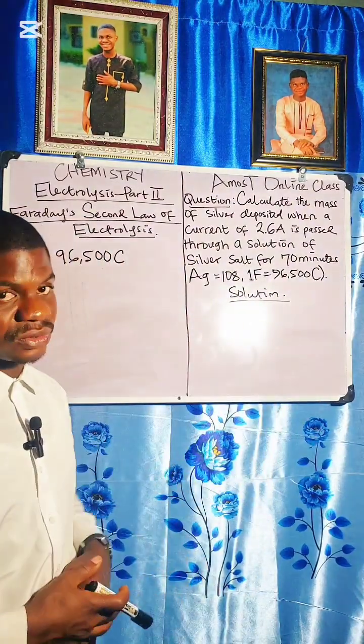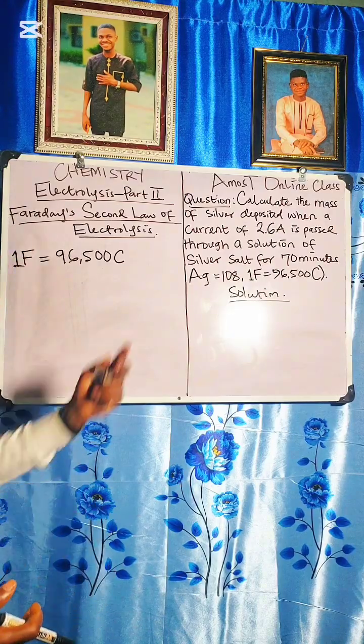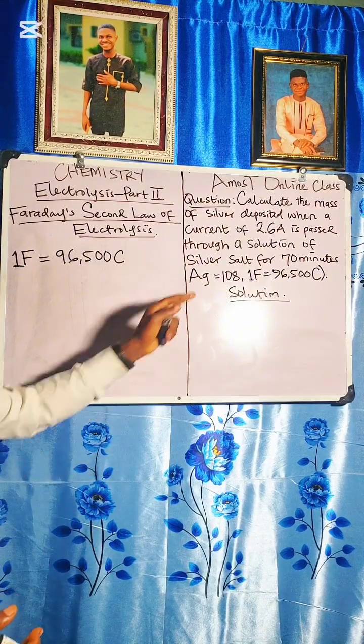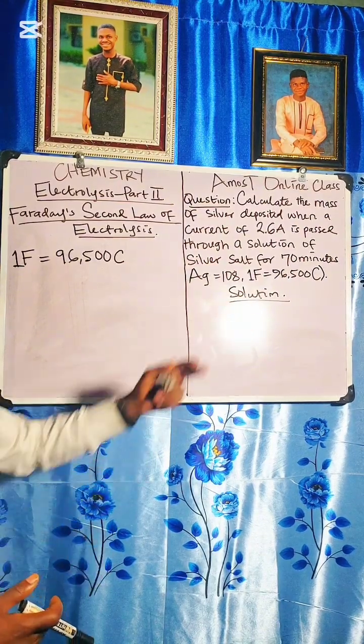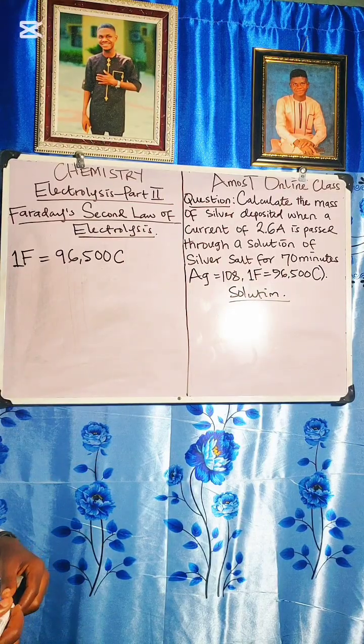Now let's step into the stoichiometry of electrolysis. We have a question on the board. The question says, calculate the mass of silver deposited when a current of 2.6 ampere is passed through a solution of silver salt for 70 minutes. We should take silver to be 108, 1 Faraday to be 96,500 coulomb.